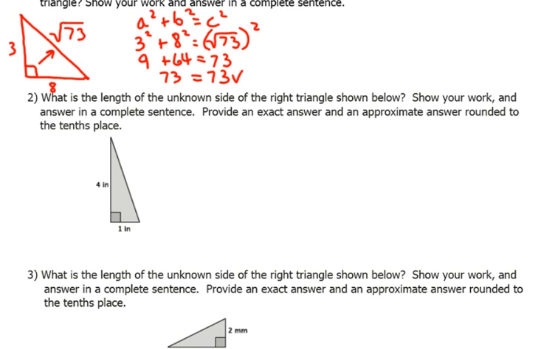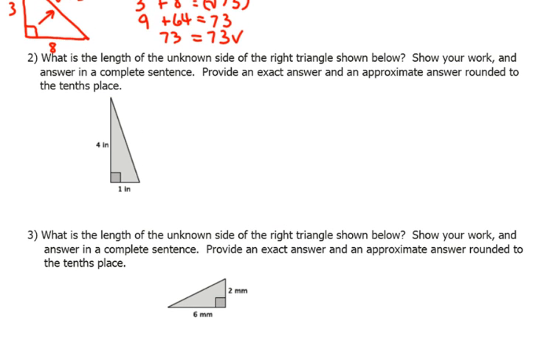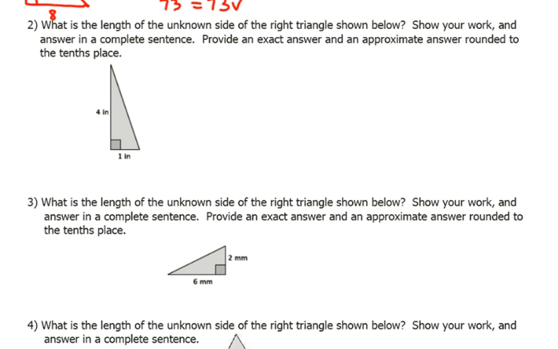Number 2, what is the length of the unknown side of the right triangle shown below? Show your work and answer in a complete sentence. Provide an exact answer and an approximate answer rounded to the tenths place. An exact answer would be the square root. The approximate answer, anytime I find the square root of a number, I'm approximating it. So the side opposite the right angle, the side that doesn't touch the right angle, is C.